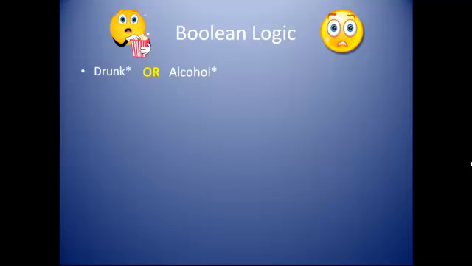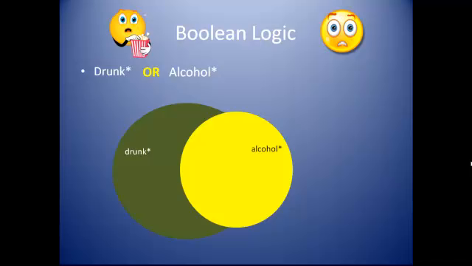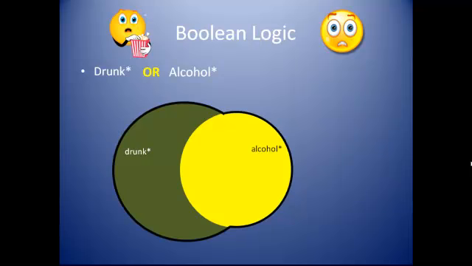The term or can be illustrated like this. One circle represents all the records that contain the word drunk. The second circle represents all the records that contain the word alcohol. Since we are looking for any records that contain either word, we are interested in any record that falls in either circle. Easy, right? Right.